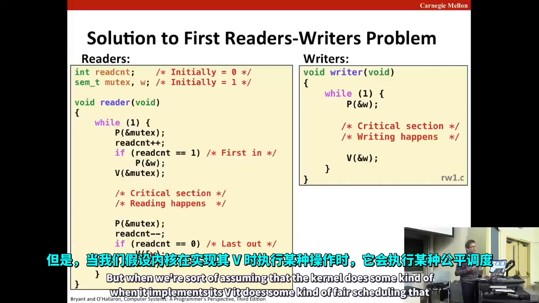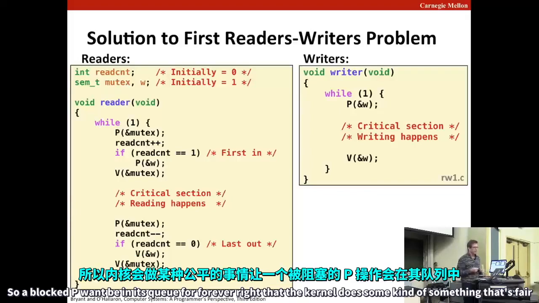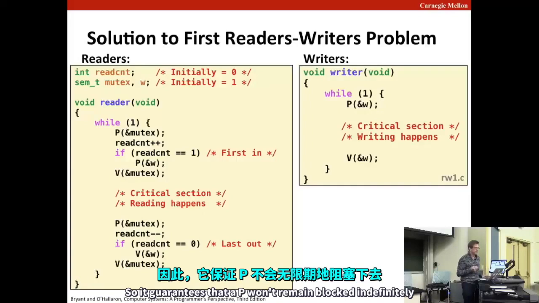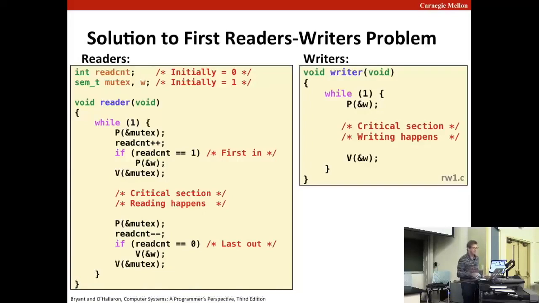We're assuming that the kernel, when it implements its V, does some kind of fair scheduling so that a blocked P won't be in its queue forever. The kernel does something fair, which guarantees that a P won't remain blocked indefinitely. Okay.